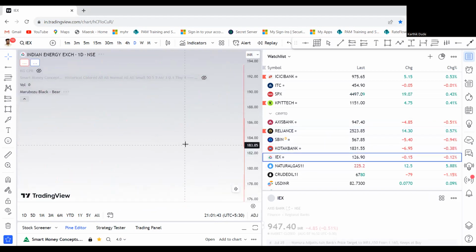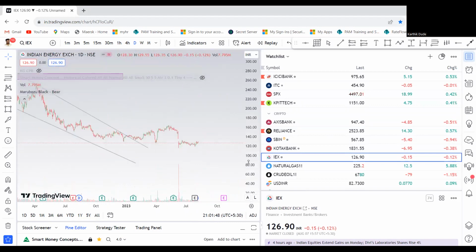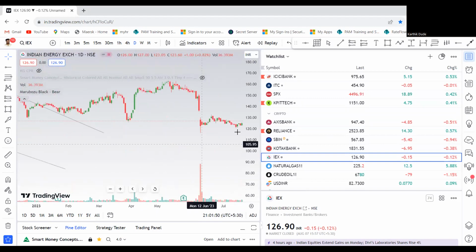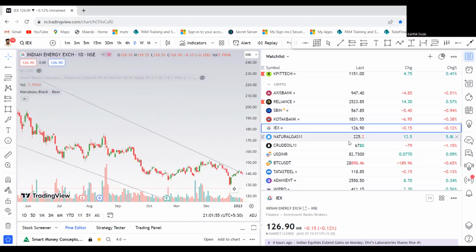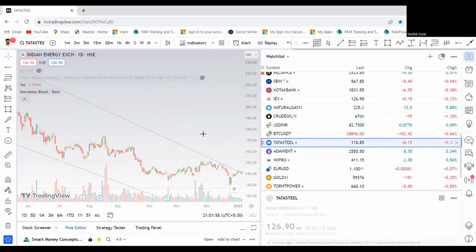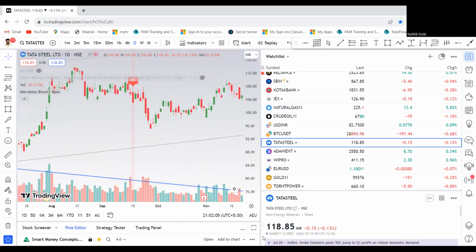Let's try somewhere else. IEX, I think we can find it here. See here, a Marubozu candle is formed and price is moving down. As you can see, the volume is red and it's very high. So there is high selling pressure happening here.